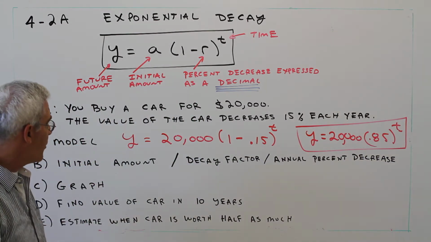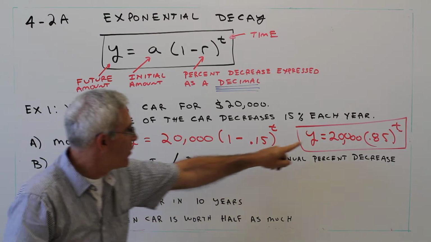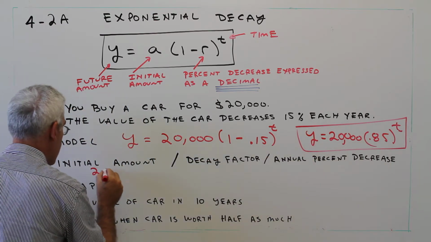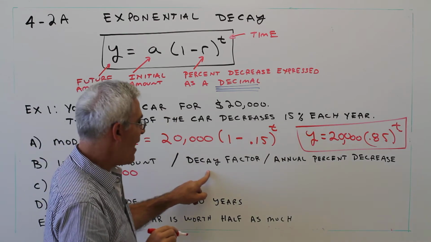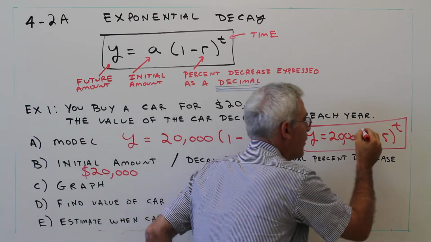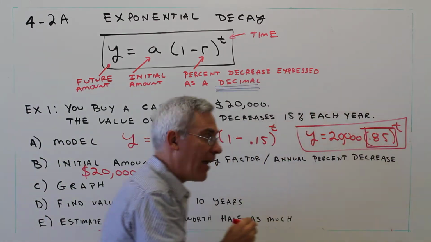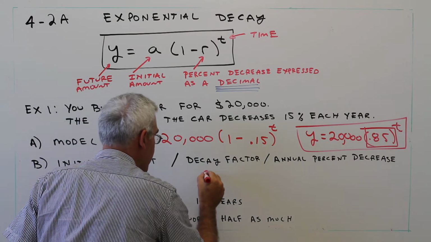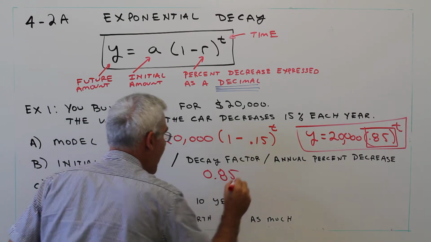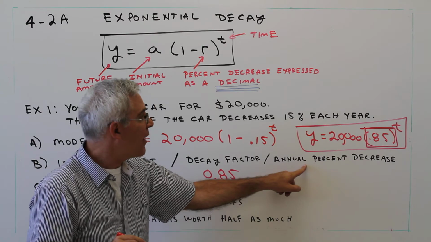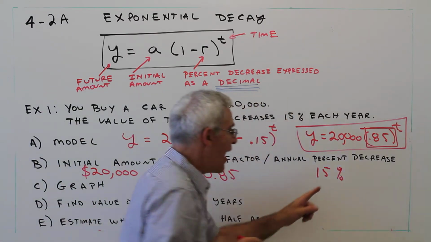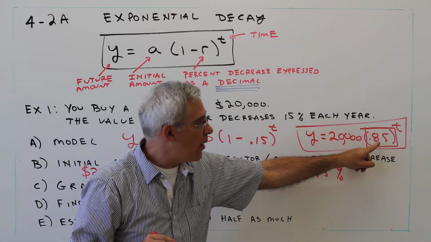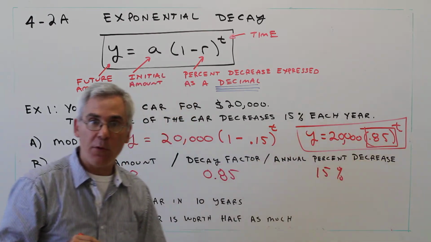Identify the initial amount. So the initial amount is $20,000. The decay factor, this whole quantity here is the decay factor, so 0.85. And the annual percent decrease, that was 15%. A common mistake is students use a 0.15 as opposed to 0.85.